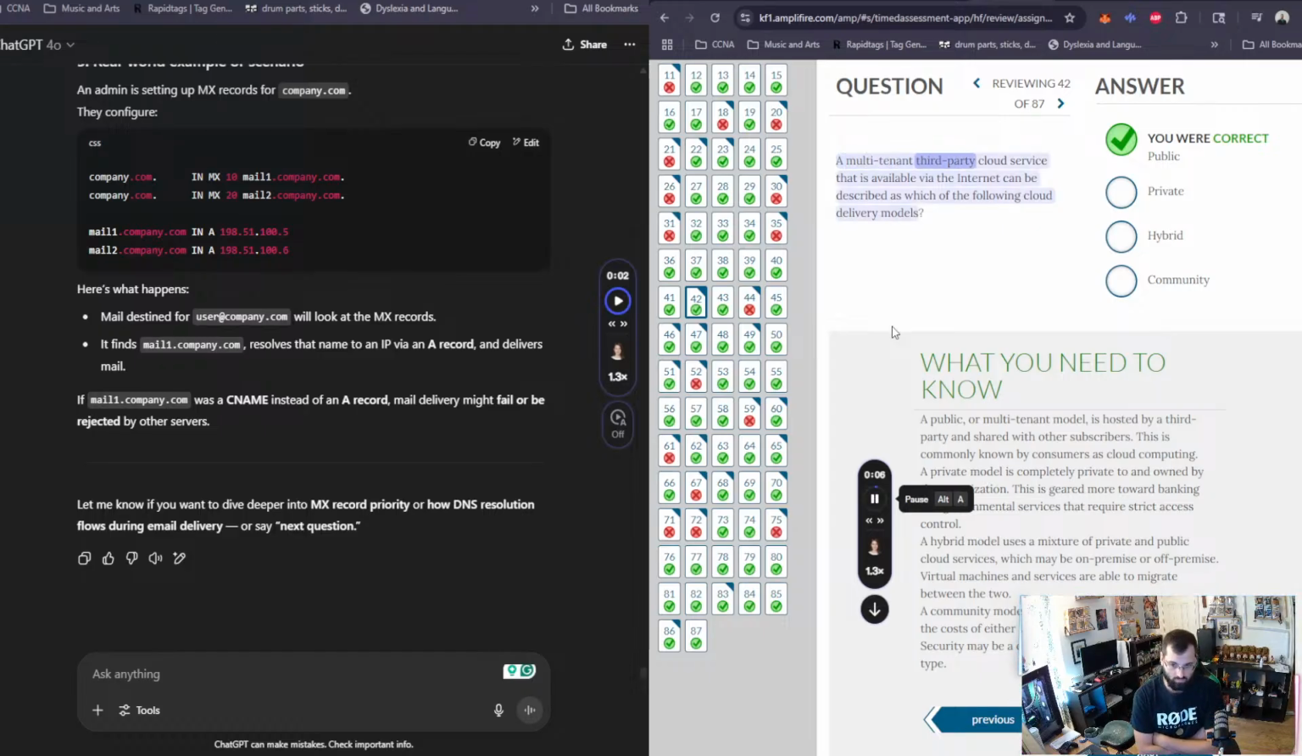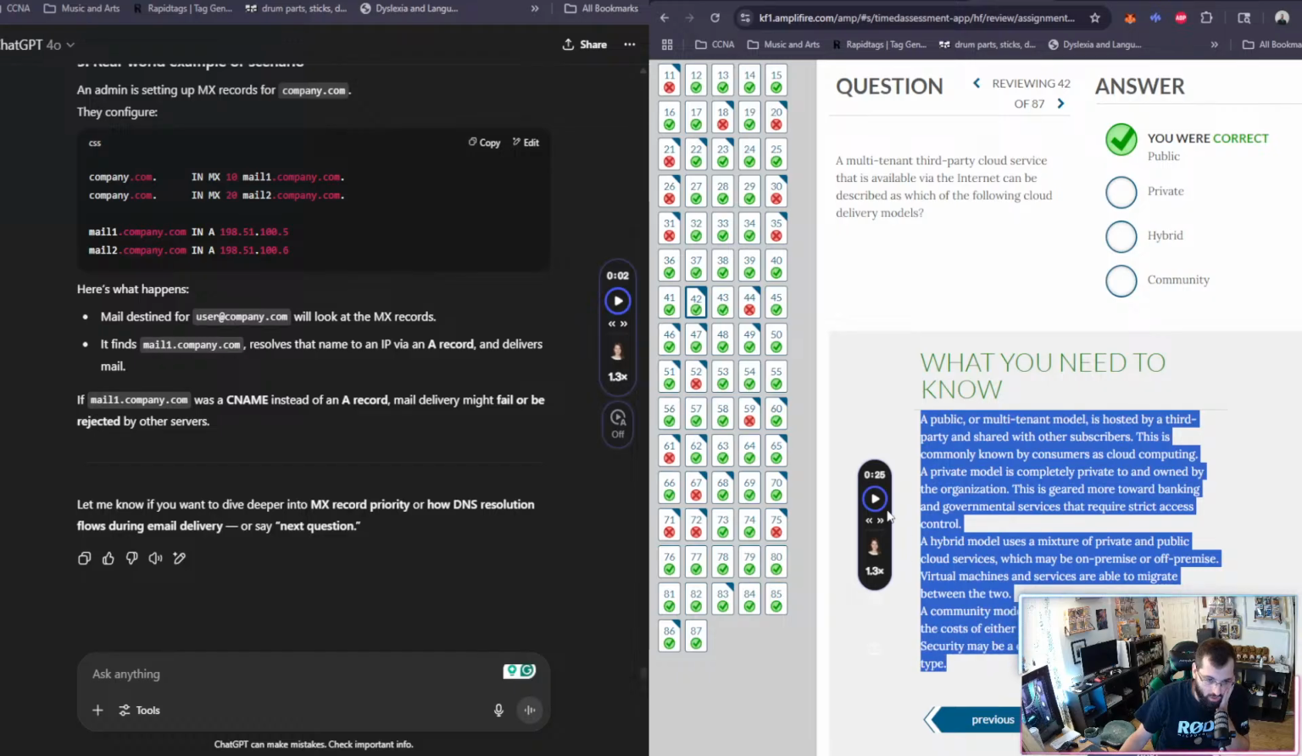A multi-tenant third-party cloud service that is available via the internet can be described as which of the following cloud delivery models? Public, because multi-tenant is public. Community is more like a hospital, where there are multiple things all going toward it at once, and they all share the cost too.